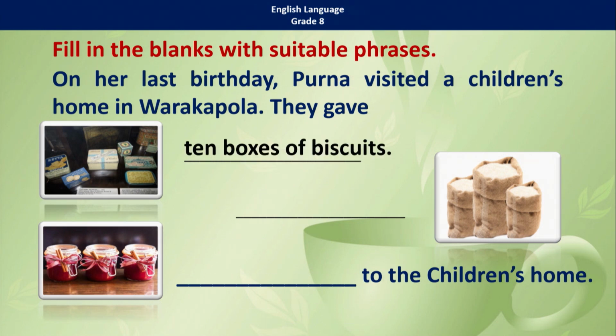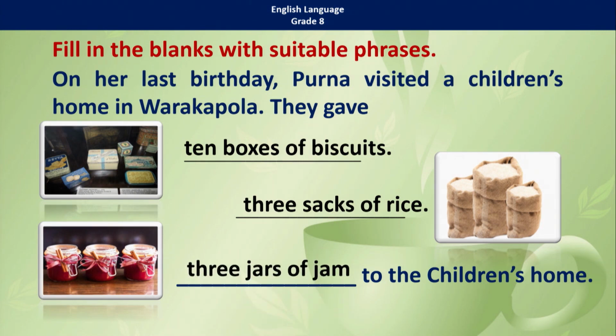First, what is the first one? Biscuits. 10 boxes of biscuits. Right. They also gave rice, and you can call it 3 sacks of rice. Not only that, jam. Yes, 3 jars of jam. Here also we have some uncountable nouns, children.